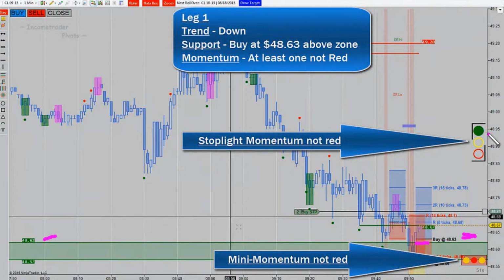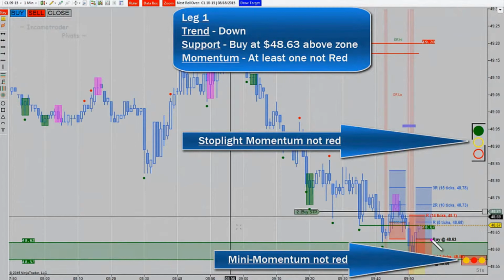Momentum, we want to look at our stoplight indicator here and our little mini momentum bar down below. What we're looking for here, if we're going to buy, is that we don't want this stoplight to be red. If it's any other color than red, or if one of them is red and the other one is yellow, that would be okay. But as long as they're not both red. If they're both red, we still have bearish momentum and we cannot take a long trade. So our trend currently is down.